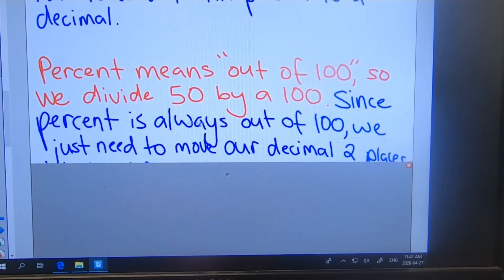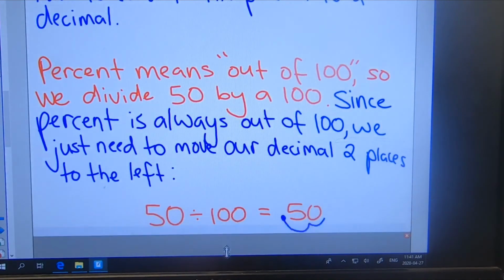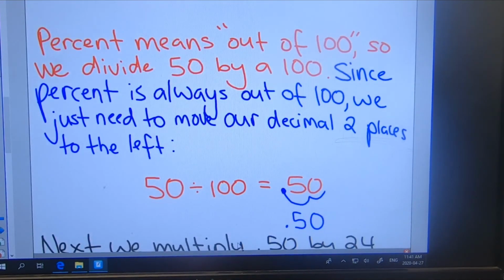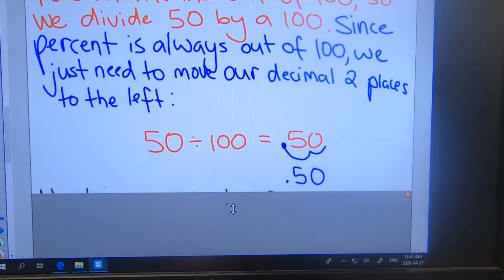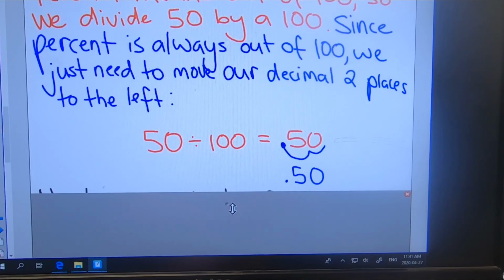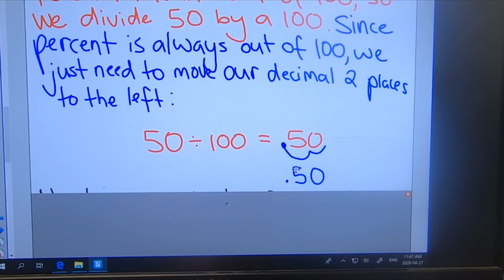Now, since percent is always out of 100, we just need to move our decimal 2 places to the left. So 50 divided by 100, the decimal would presumably be here because it's out of 100%. We move it 2 places, and we end up with 0.50. So, again, you guys already know how to do this. This presentation was sort of designed for people who don't know how to do that yet when I first made this. But either way, 50% becomes 0.50, okay? 0.50. Now, we're not done yet.